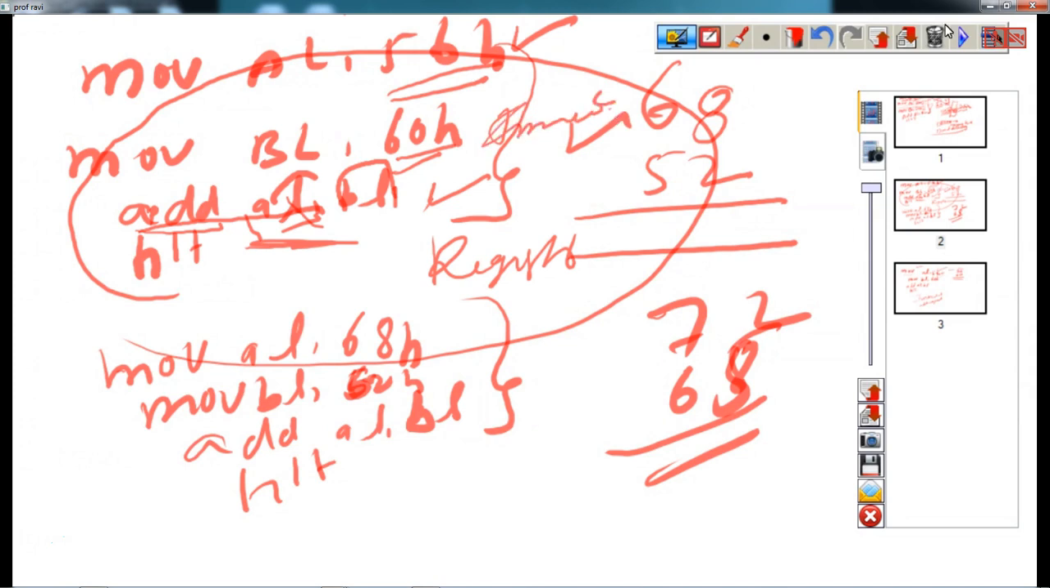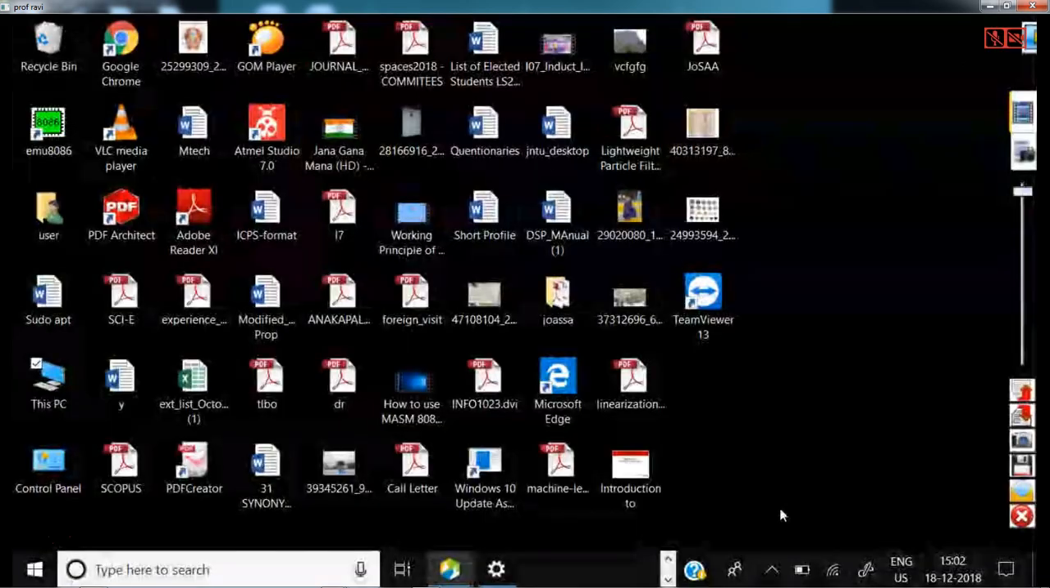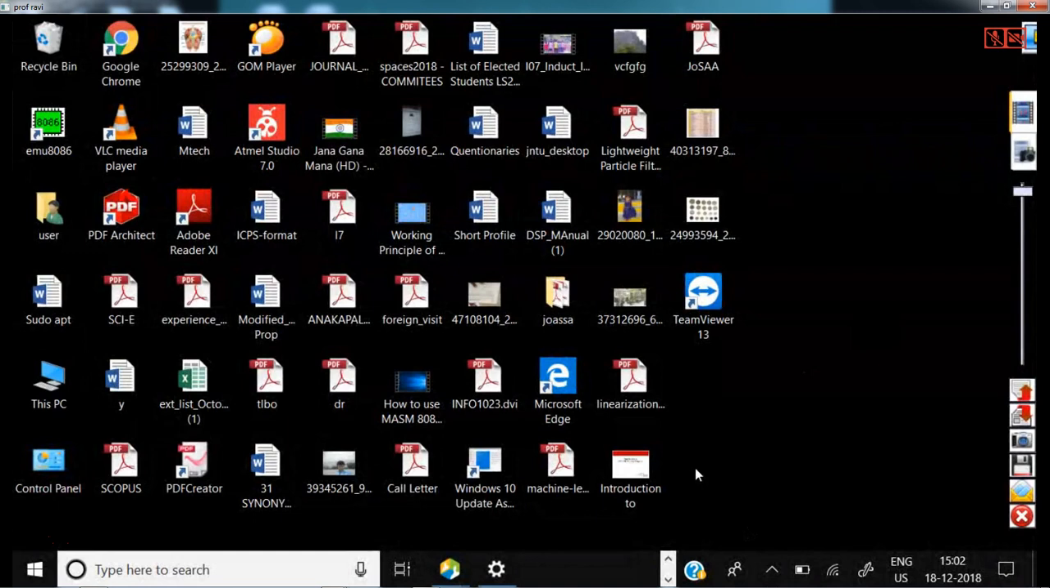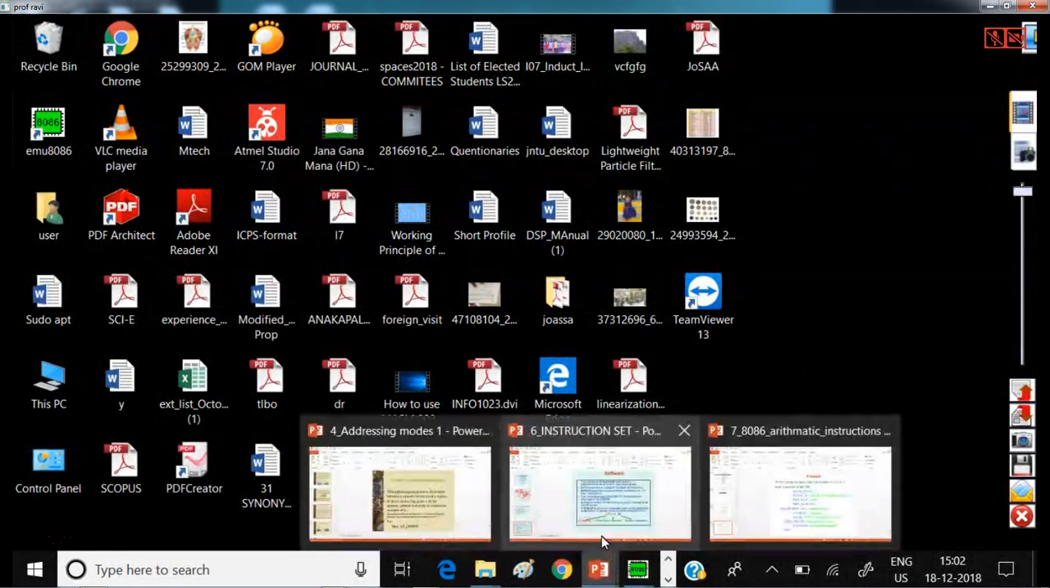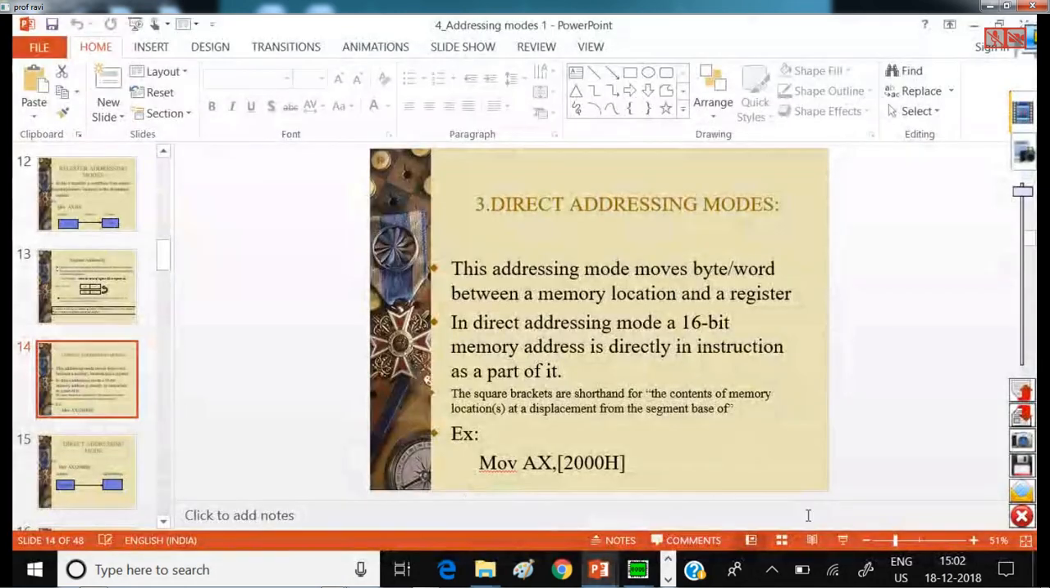And then here, when you try to see, we are not specifying the data in the instruction. We are specifying the memory location in the instruction. So this kind of addressing mode is called direct addressing mode. Then we'll take up the next addressing mode now. So this is the direct addressing mode.